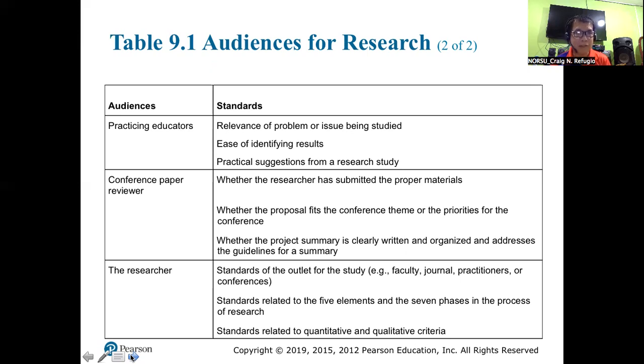Then we have the researcher as one of the audiences. The standards are those of the outlet for the study, namely faculty, journal, practitioners, or conferences, seminars, workshops. Also standards related to the five elements and the seven phases in the research process, as I mentioned in previous face-to-face classes and in my other videos.